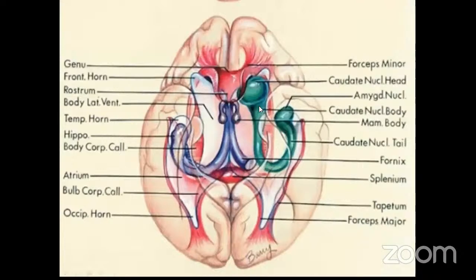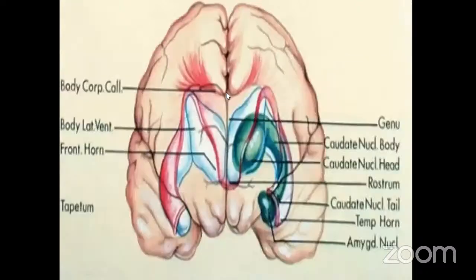So this is the same picture. When we are looking from above, you can see the forceps minor part of the corpus callosum. This is the lateral ventricle. Now, the important thing is you can see how the lateral ventricle is arranged. It lies above the rostrum portion. So rostrum is within the floor of the lateral ventricle, more specifically the floor of the frontal horn.